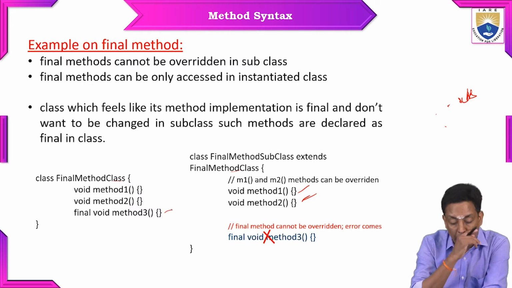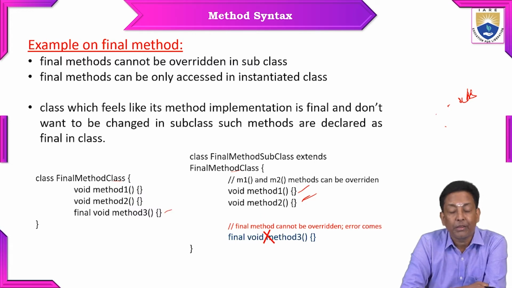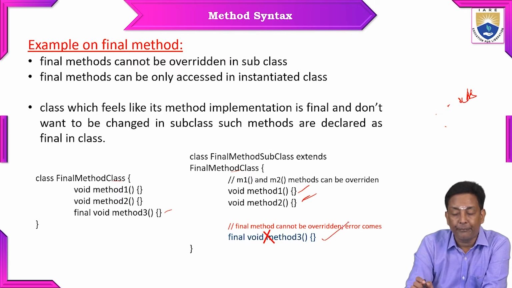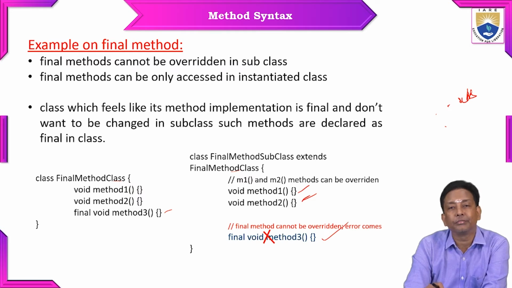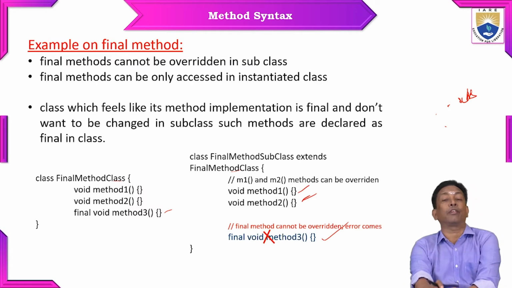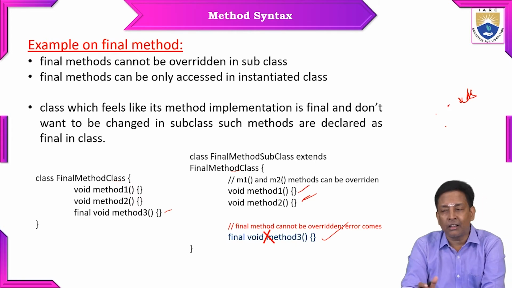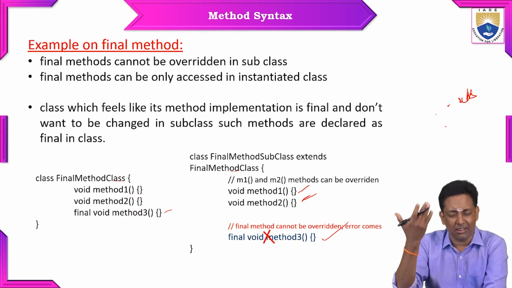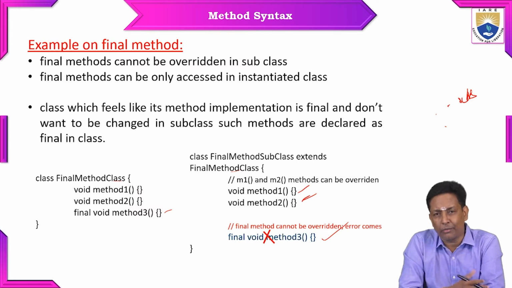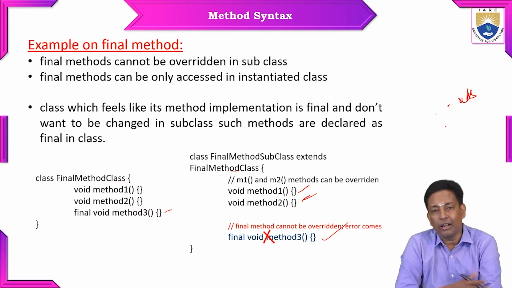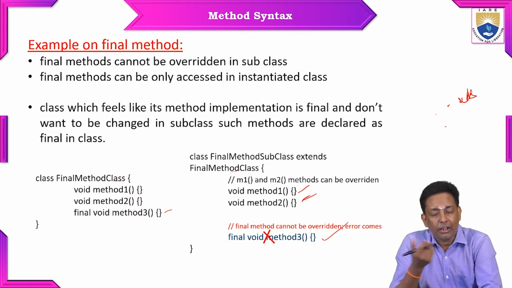But coming to the third method, the final method, method 3: whenever you try to override a final method in a subclass, we immediately get an error. Final methods cannot be overridden in subclasses because their implementations are felt to not need further extension. For example, in the string class, there are almost 30 to 40 methods. I didn't count.